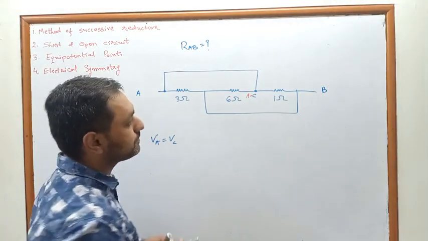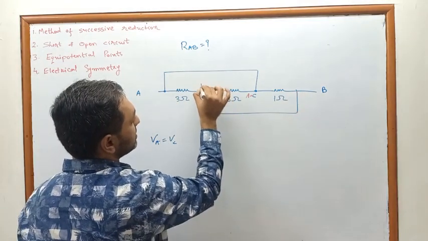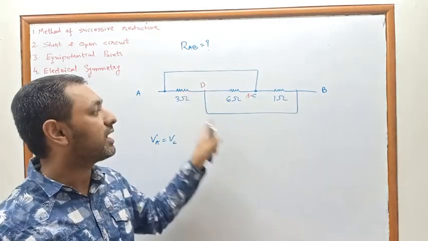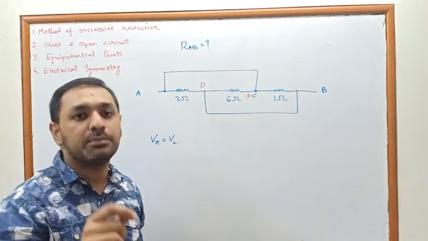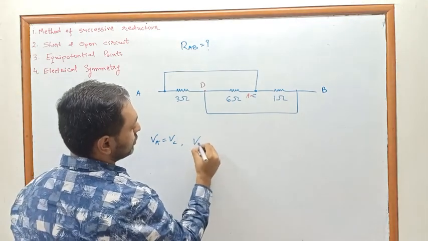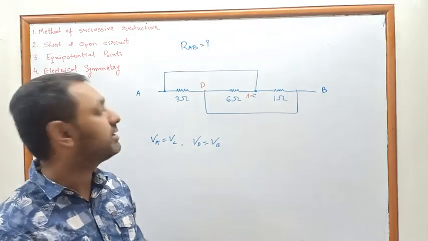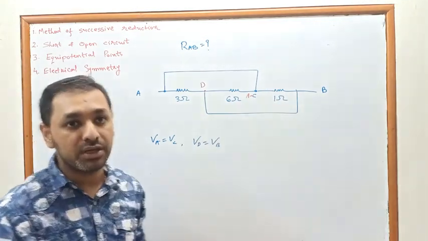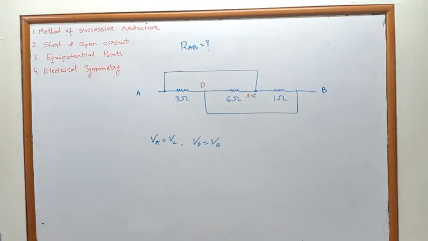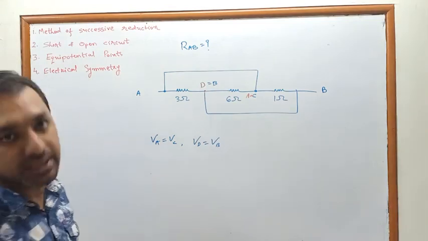Apart from that, this point B and say this is point D. Points B and D are short circuited, which means they are at the same potential. So VD is equal to VB. There is no potential difference between point B and point D, so they are equipotential points. You can join points B as well as D.